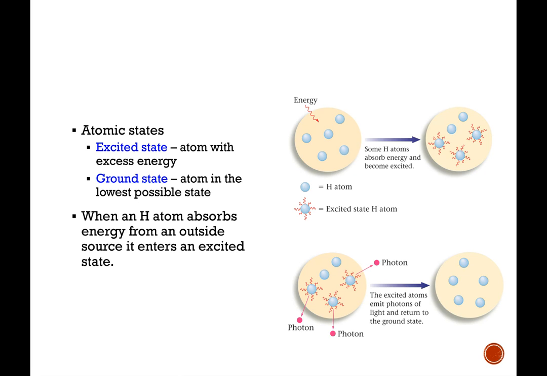And so to return to their ground state, they release energy. We see that energy in the form of light. So we say they are releasing photons of light. And again, the color of the photon is going to correspond to the amount of energy.